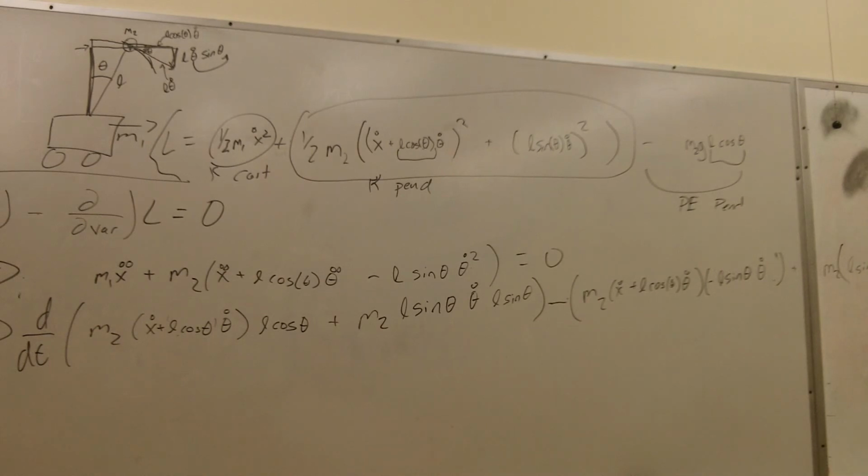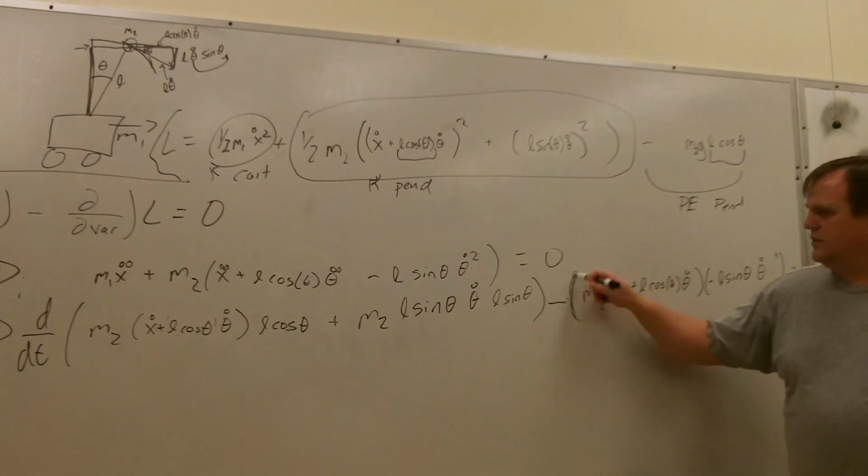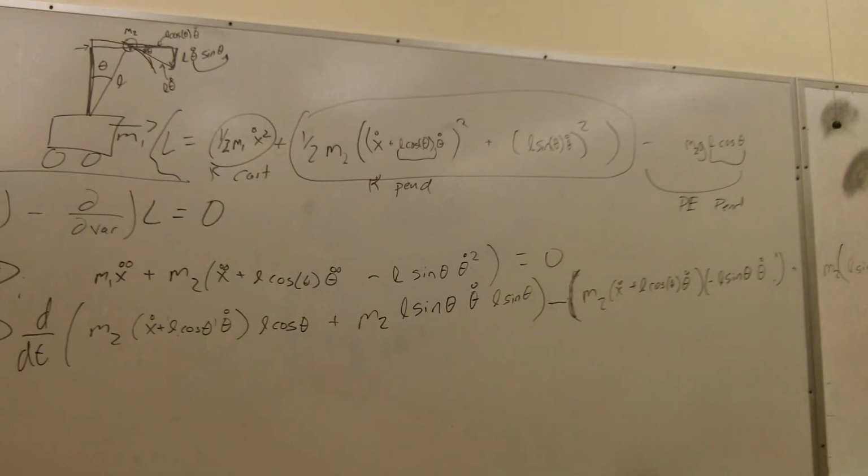So that's that term. But then I still have theta with respect to this. This is where your potential energy comes in. So now I've got minus M2GL, derivative of cosine theta, and closing this parentheses. Then you just have to distribute the minus.